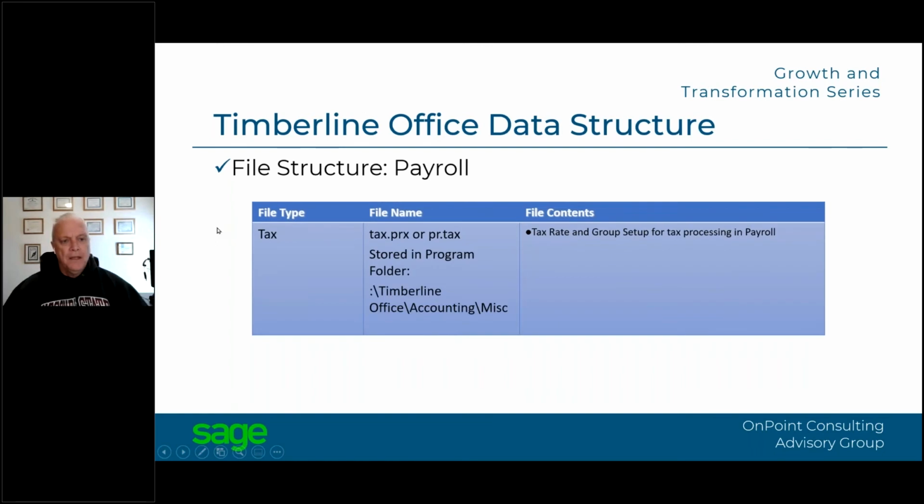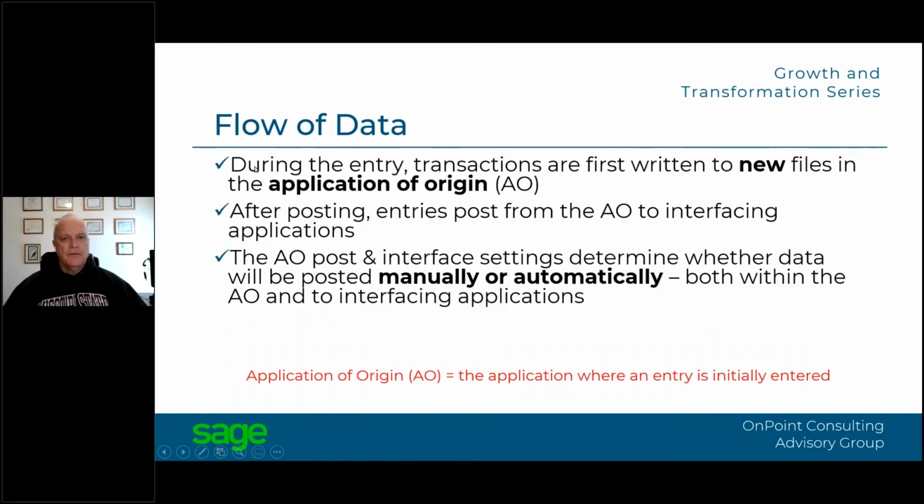It gets through payroll. Now, the flow of data, if you've been on Timberline, showing my age here, or Sage 300 for a long time, you're probably familiar with this. When you're entering, your transactions are first written to a new file in the application of origin. So let's just say you're in AP. You're in the new file. Now, when you post AP, your transactions go from new to current. So now they're in the current accounts payable transactions, and the AP master file is accumulated.